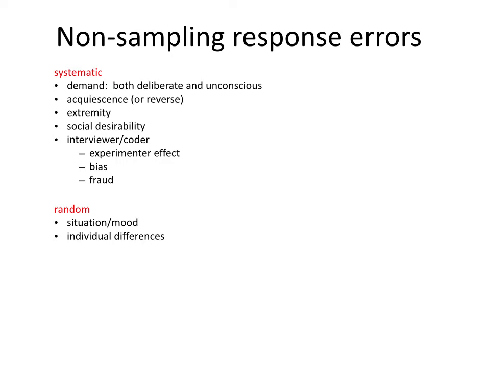One type of systematic error is called demand. Demand means that there's something in the nature of the measurement that is encouraging people to respond in a certain way, to exaggerate or to underestimate the true answer. Demand can be deliberate or unconscious. That is, the question may be worded in such a way as to encourage people to inflate or underestimate their answer. You see this in political surveys all the time.